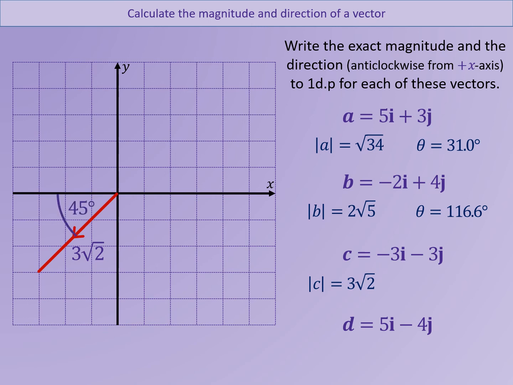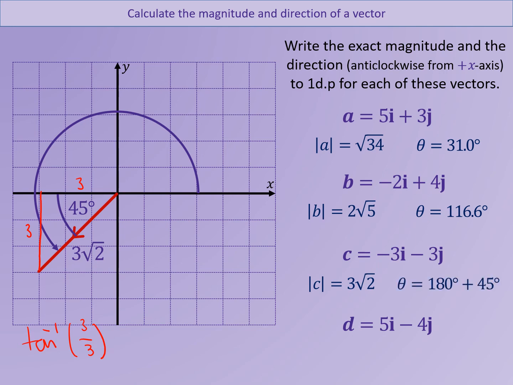The angle now, so the angle made with the x-axis there is 45 degrees, and that would be the inverse tan of 3 divided by 3, because that is what the triangle would be here. That would give us 45 degrees. Now we need to measure anti-clockwise from the positive x-axis, so that is this great big arc going all the way around. So we are adding on 180, this angle here, onto 45, that gives us 225 degrees.